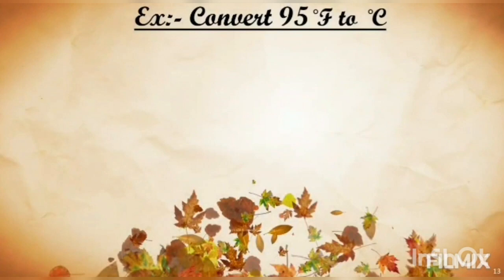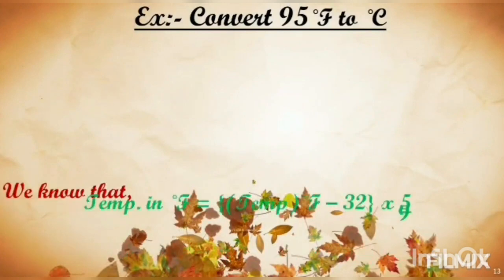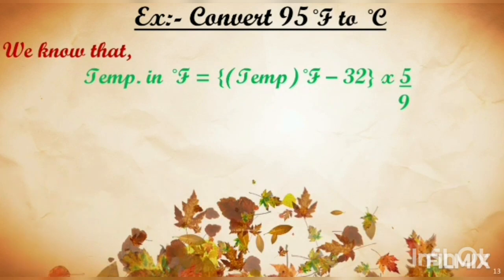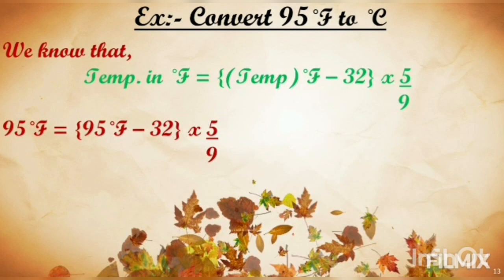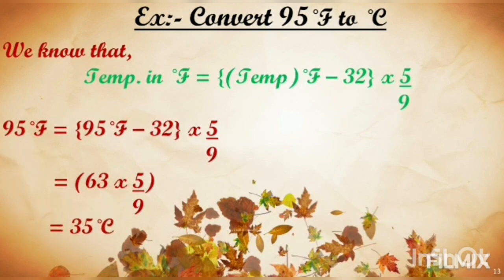Moving forward, let's do the vice versa conversion. That is, converting 95 degrees Fahrenheit to degrees Celsius. We know that temperature in degrees Celsius equals temperature in degrees Fahrenheit minus 32 into 5 upon 9. So, inputting the value, we get 95 minus 32 into 5 upon 9. So, let's subtract. We get 63 into 5 upon 9. Upon simplifying, we get the answer 35 degrees Celsius.